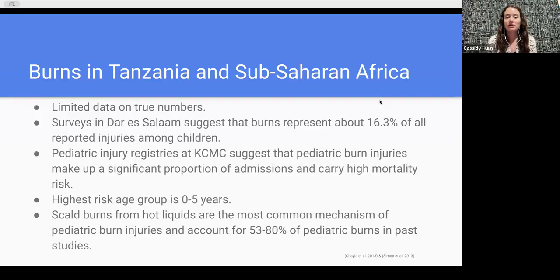There's a pediatric injury registry at KCMC that suggests that burn injuries make up a significant proportion of the pediatric hospital admissions and carry the highest mortality risk for what kids can be admitted with. The highest risk age group for sub-Saharan Africa and Tanzania as well is the 0 to 5 years age group. The most common type of burn, which we'll go over in more detail in just a few minutes, is a scald burn from hot liquid, followed by flame injuries as the second most common.